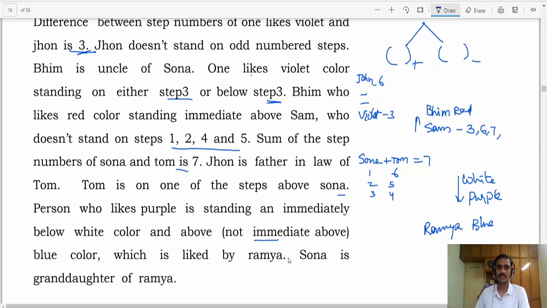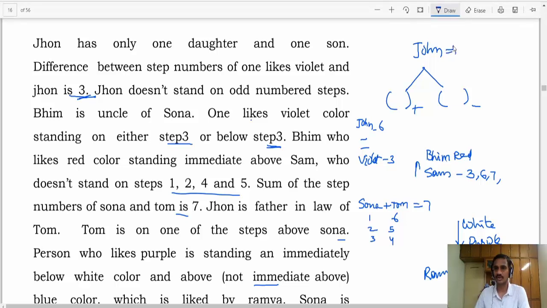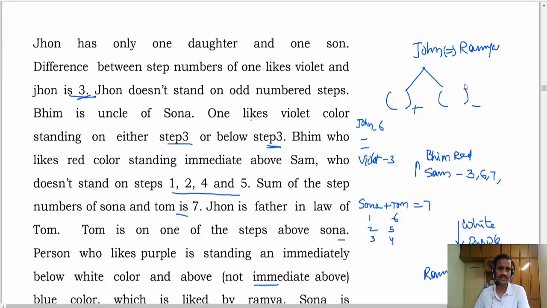And Sona is the granddaughter of Ramya, isn't it? Hence John and Ramya must be married to each other, because Sona is the granddaughter. Then Tom is one of the steps.